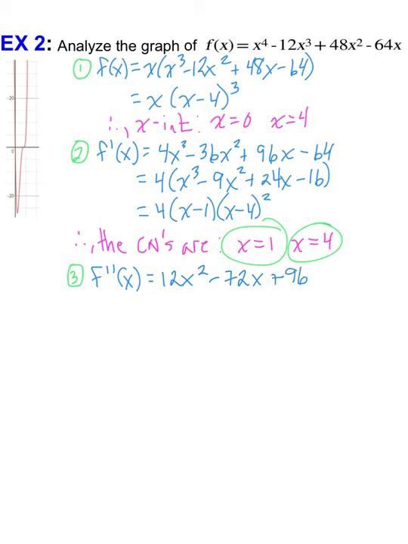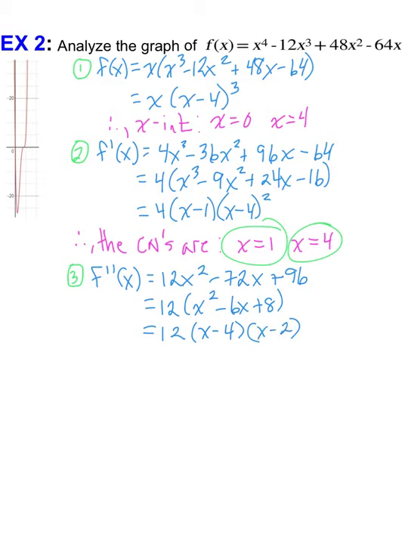Now you ought to be able to factor a quadratic. So the first thing I want to do is factor out the greatest common factor. 12, 72, and 96 all have a 12 in common. So I'm going to factor that out to make life easier. And then, what factors of 8 add to give you 6? Well, that's 4 and 2. And the signs are going to be x minus 4 and x minus 2.